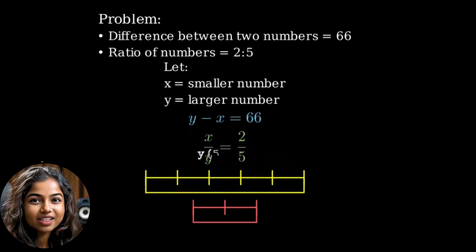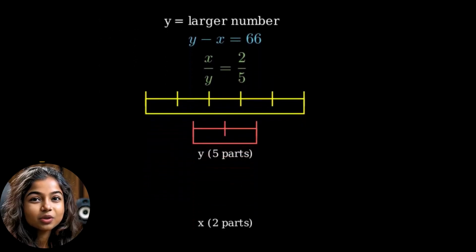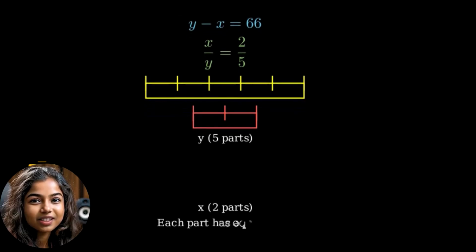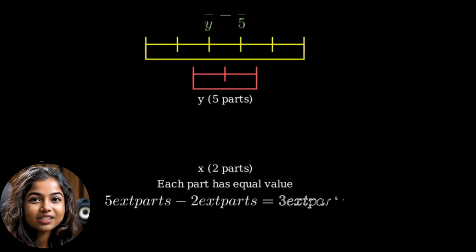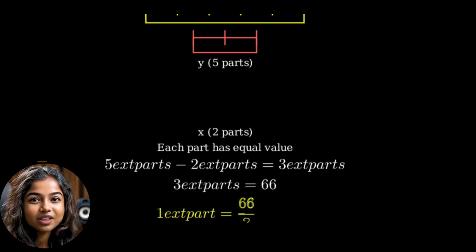If we divide the larger number y into 5 equal parts, then the smaller number x would be equal to 2 of those parts. This means that each part represents the same value. Since y minus x equals 66, and y is 5 parts while x is 2 parts, the difference of 66 must represent 3 parts because 5 parts minus 2 parts equals 3 parts. Therefore, each part must be worth 22 because 66 divided by 3 equals 22.